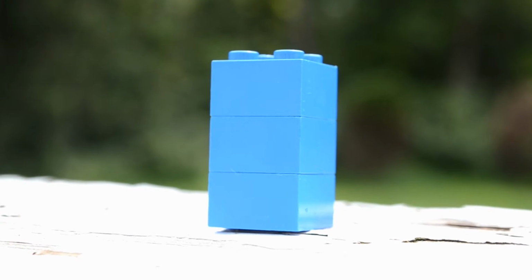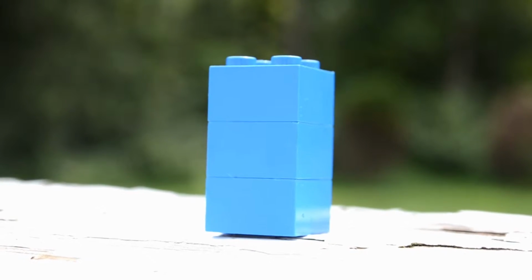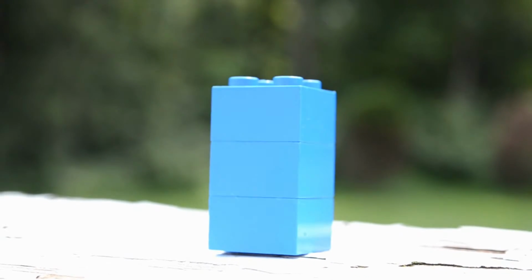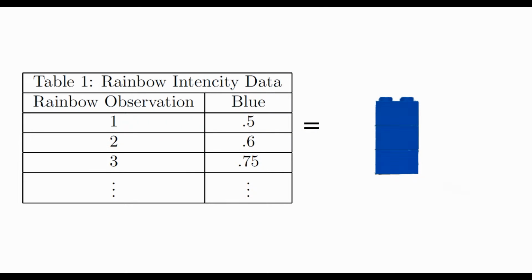And to visualize this, think of a column of Lego pieces. Each block represents a cell containing a decimal in the table. Using our example in the table about rainbows, 0.5 would be the first block, 0.6 in the second block, etc.